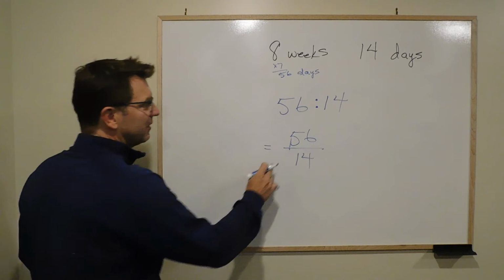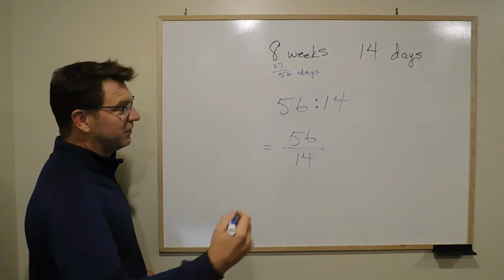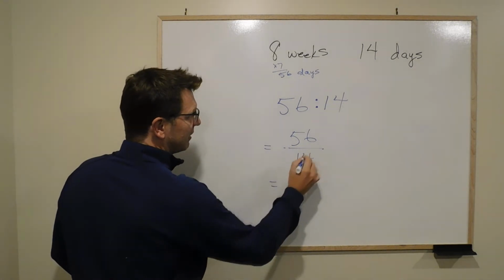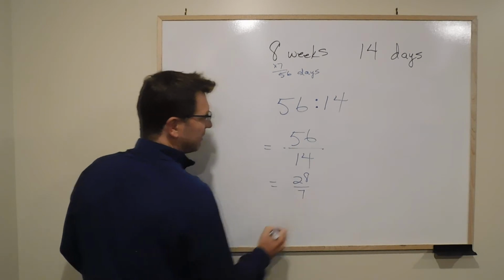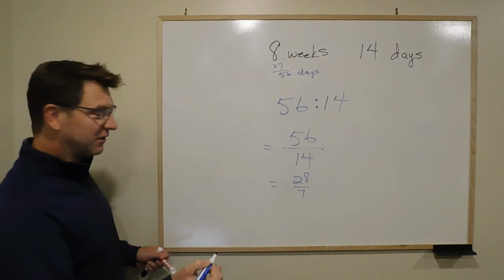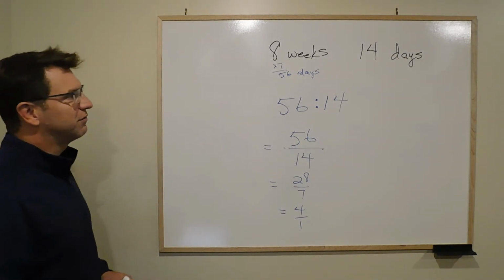Now, when you do a little work, you can figure out that 14 goes into both. But if you didn't see that, you do see that 2 goes into both, and this would be 28 over 7. And then you can see, whoa, 7 goes into both. You get 4 over 1. So you have a ratio of 4 over 1.